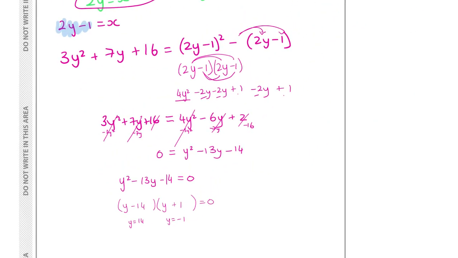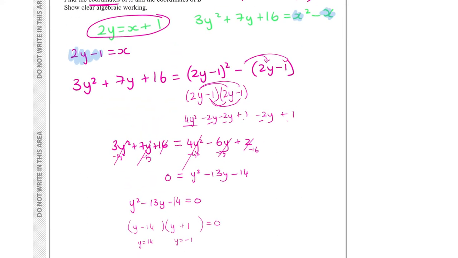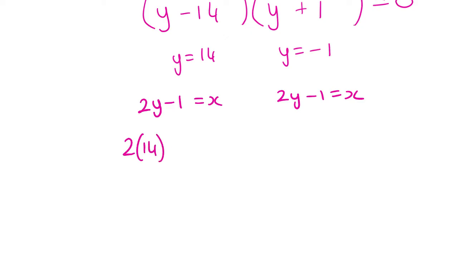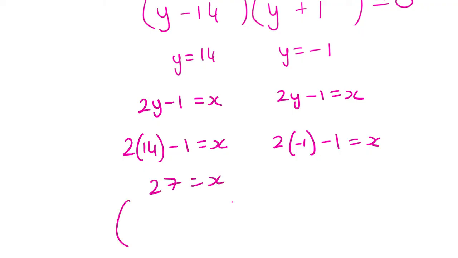What did we say earlier? 2y minus 1 equals x. So we're going to be able to find x for both of these now. So 2 lots of 14 minus 1 equals x. 2 lots of minus 1 equals x. So 2 times 14 is 28, minus 1, 27 equals x. So for this pair of coordinates, I have 27, 14.